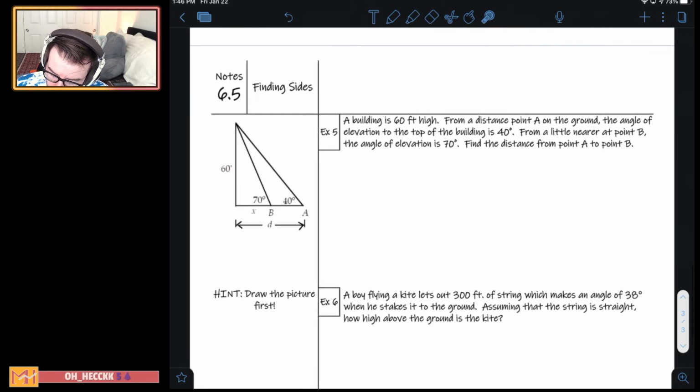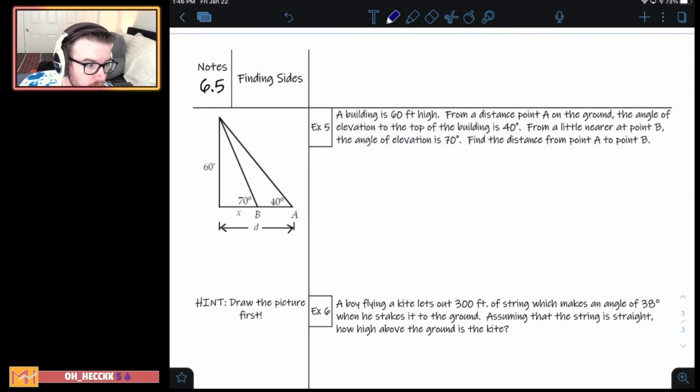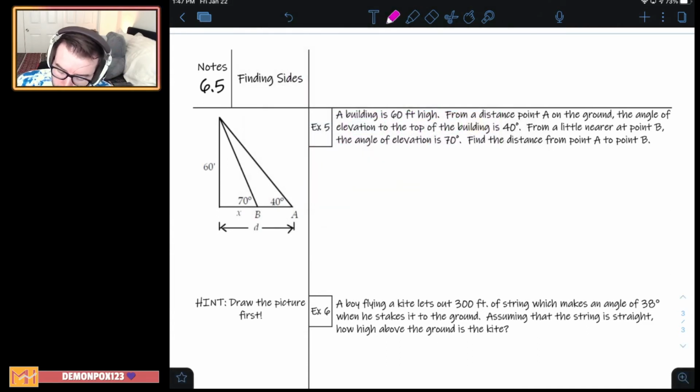Let's keep it going. Let's jump around to example 5. We'll do maybe 1 or 2 more. We'll see what time stamp we're at here when I lift my head up. So a building is 60 feet high. Okay, beautiful. Labeled. We have a drawing already.